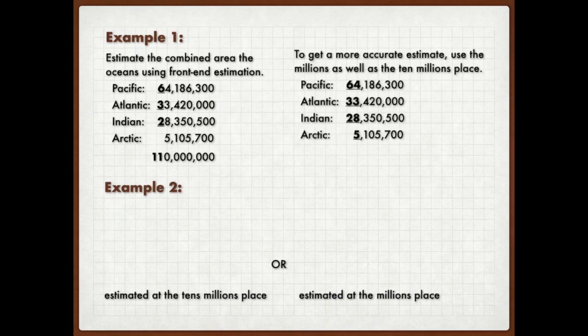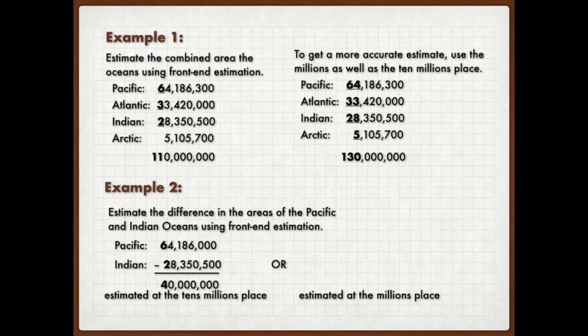Now, if I want to be more accurate with front-end estimation, I would look at the first and then the second number, and then add those together. So now I would use the 5, using that column. You can see the answer difference is very large. It's a big difference. So front-end estimation, I'm just looking at the first number. Let's look at the second example.